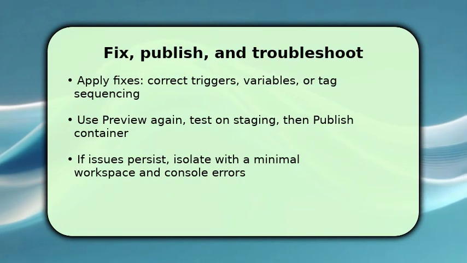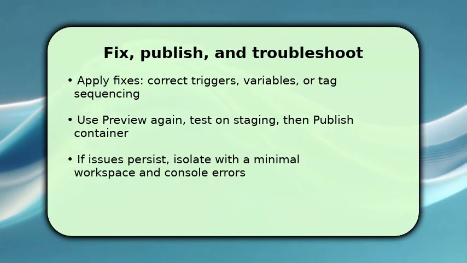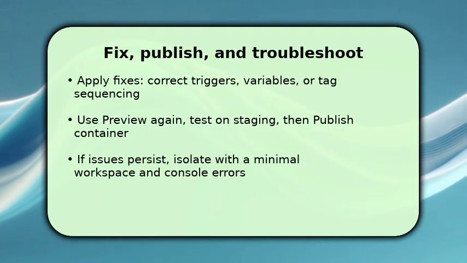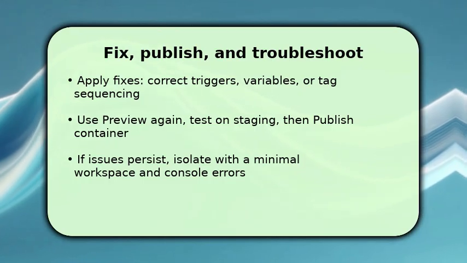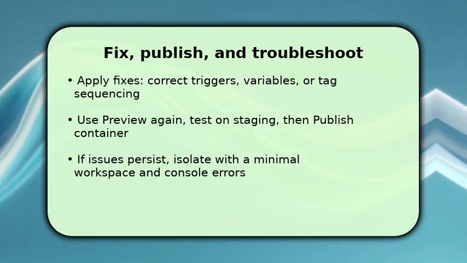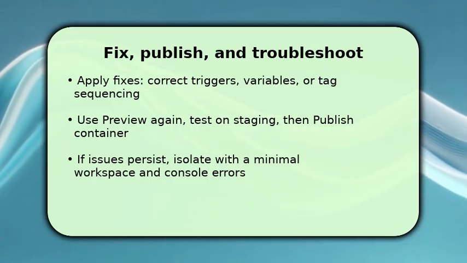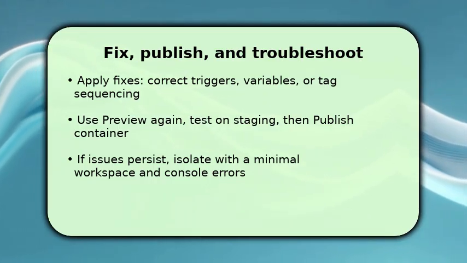Finish by applying targeted fixes, adjust trigger logic, correct variable names, or change tag sequencing and consent settings. Then use Preview to validate across multiple pages and user flows. Once confident, test on staging and publish the container.